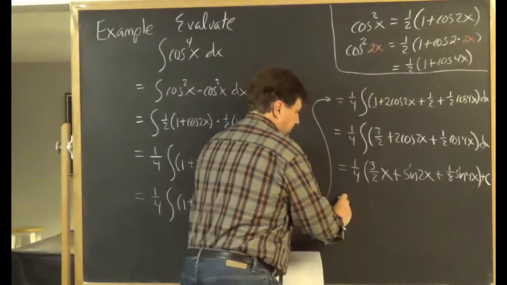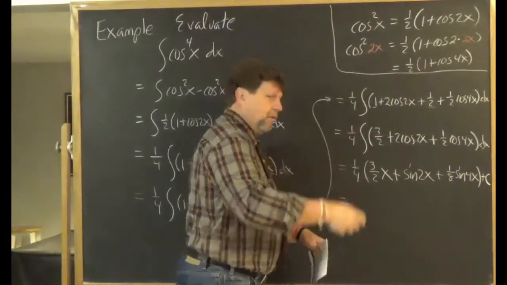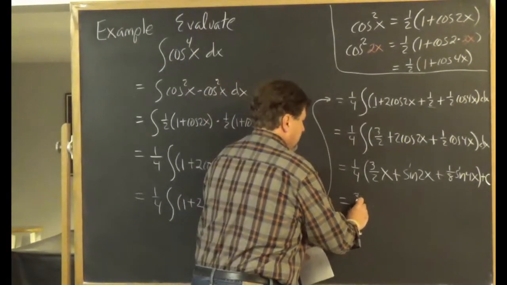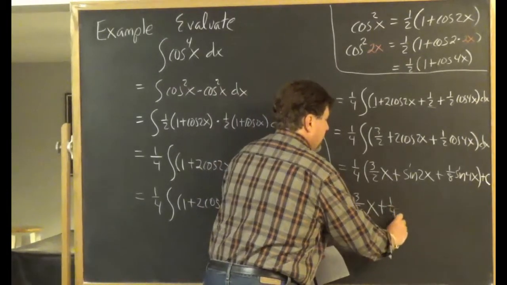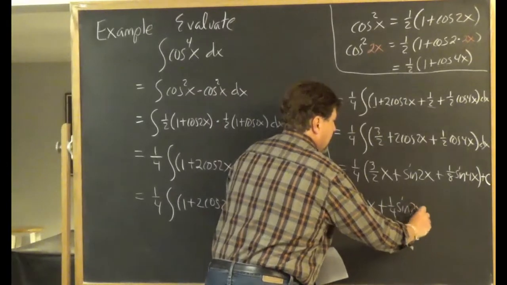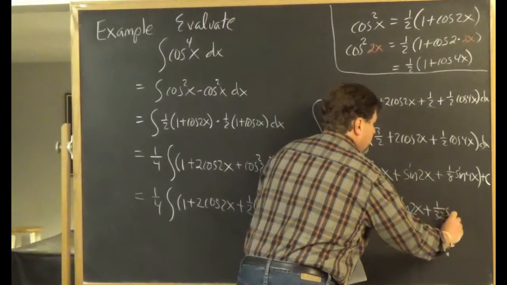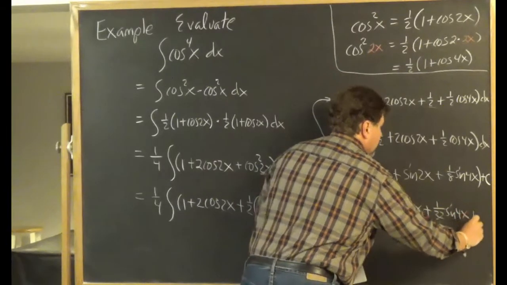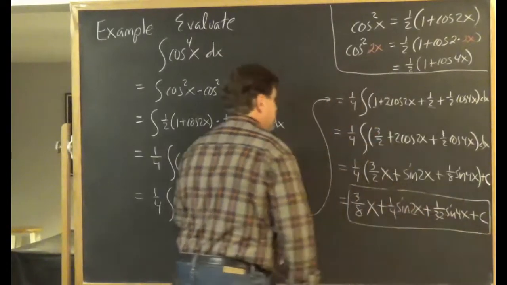And you know what? I have just enough room to go one more step. Distribute the 1/4 to get 3/8 x plus 1/4 sine 2x plus 1/32 sine 4x plus C. That was fun.